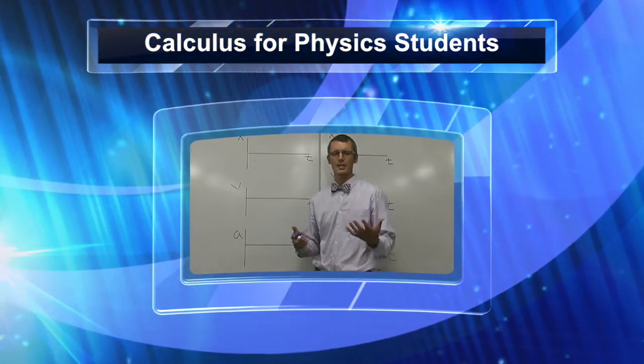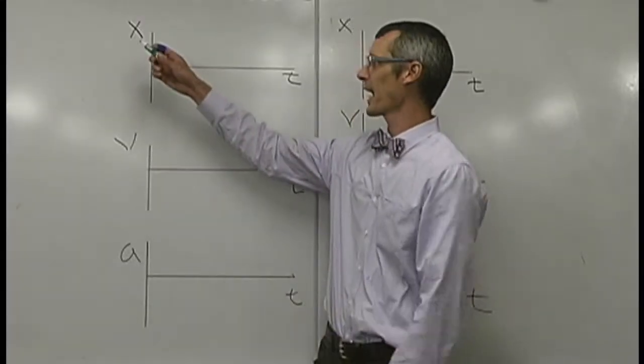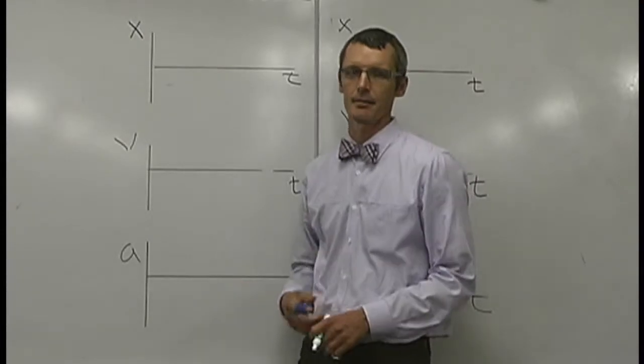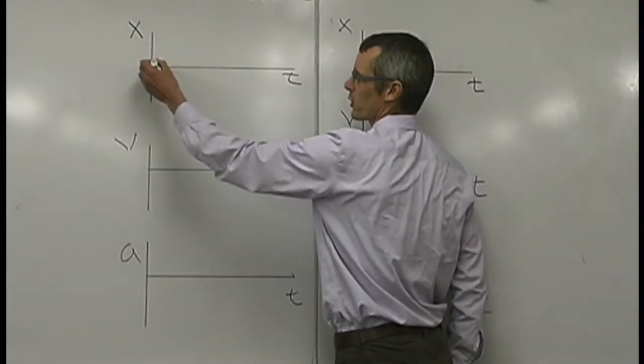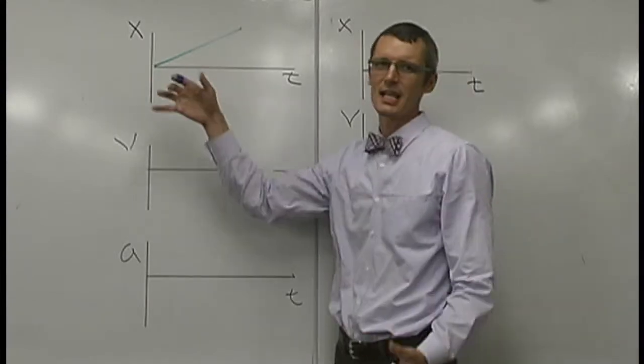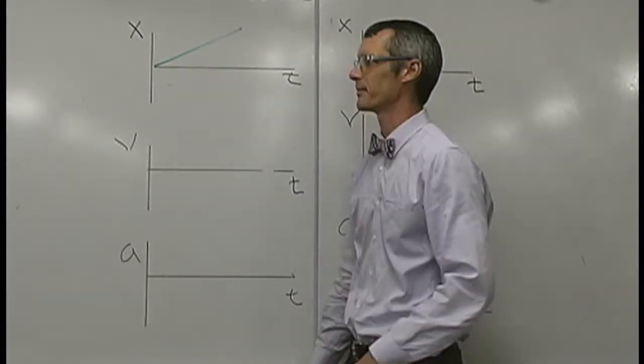So we're going to start our evaluation of calculus and physics by looking at displacement, velocity, and acceleration graphs and how they relate. So if we start with just some sort of simple displacement graph, a line moving upwards to the right, this means that you're moving somehow in the positive x direction.